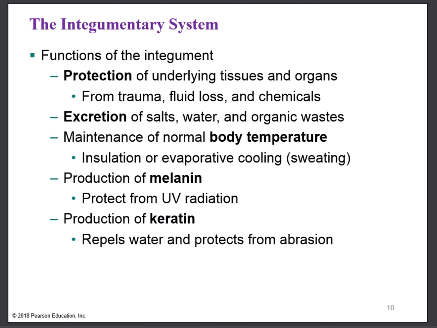The integument produces an important chemical called melanin. And we'll talk about this, but this pigment actually helps to give us color, and one of its major functions is to provide protection from radiation that's found in sunlight.